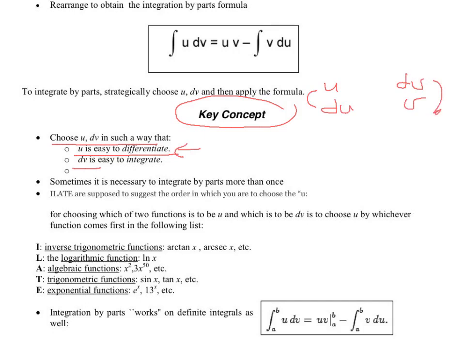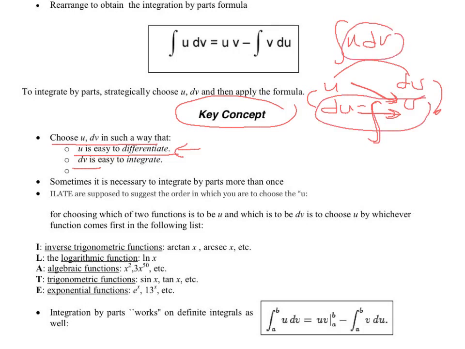This is one thing. And then a very important thing is, you are integrating this, which is u dv. This is the rule now: uv minus the integration of v du. It's very important that this integration becomes easier than the original one. If this integration becomes more complicated than the original, then you know that you have made the wrong choice here.